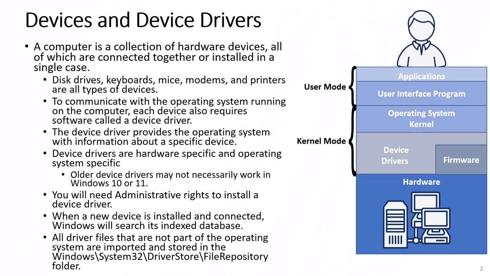A computer is a collection of hardware devices, all of which are connected together or installed in a single case. Disk drives, keyboards, mice, modems, and printers are all types of devices. To communicate with the operating systems running on the computer, each device also requires software called a device driver. The device driver provides the operating system with information about a specific device. Device drivers are hardware-specific and operating system-specific. Older device drivers may not necessarily work in Windows 10 or 11. You'll need administrative rights to install the device driver.